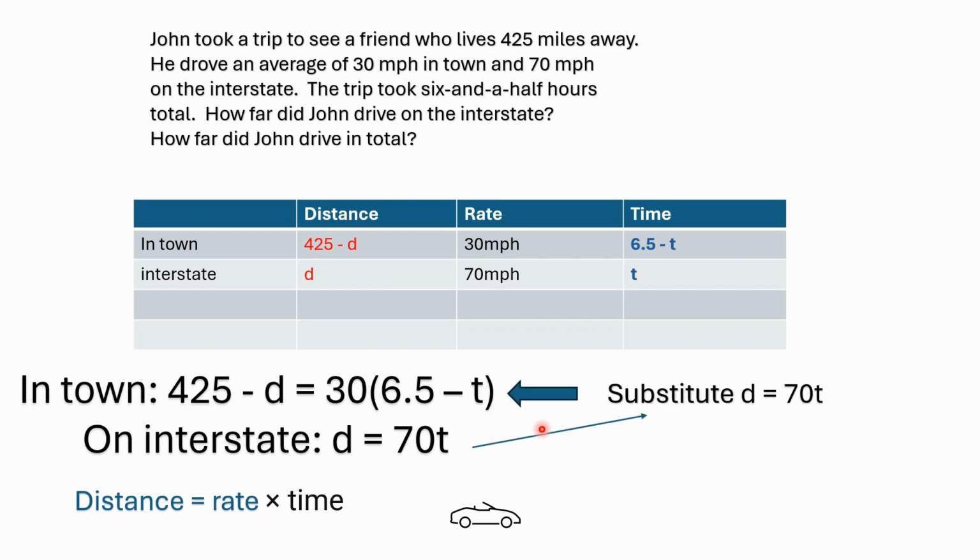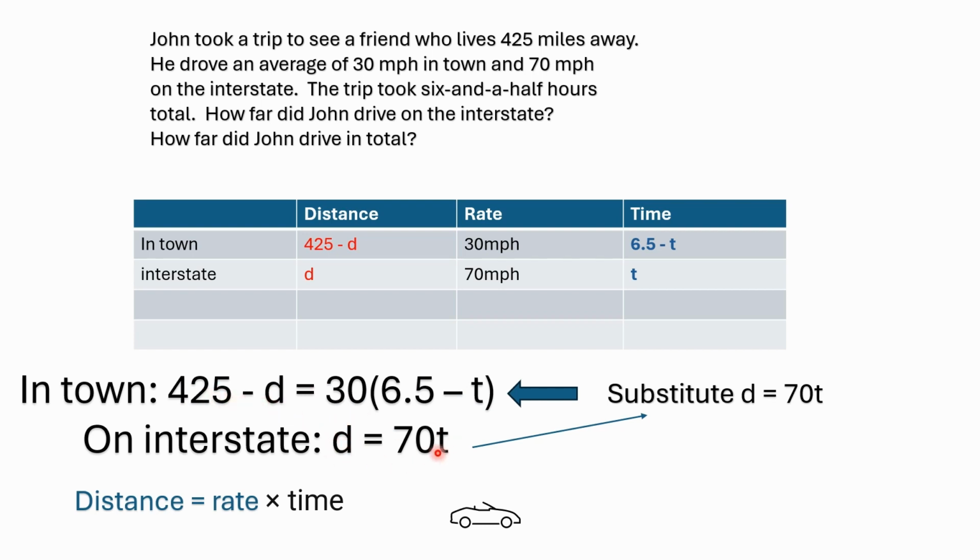Now it's time to start thinking about substituting. So what I decided to do here was solve for time, the t value. In order to do that, I need to substitute for d. So I know that d equals 70t. So I can substitute that into my in-town equation. I haven't done that yet here, but you see I have 425 minus d.